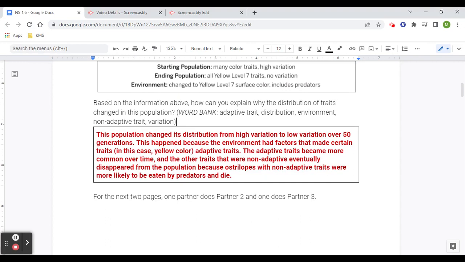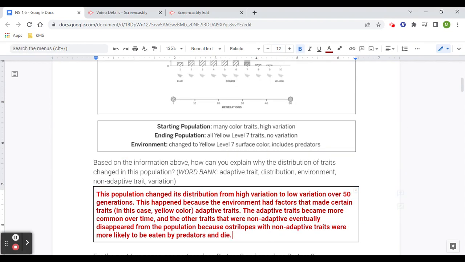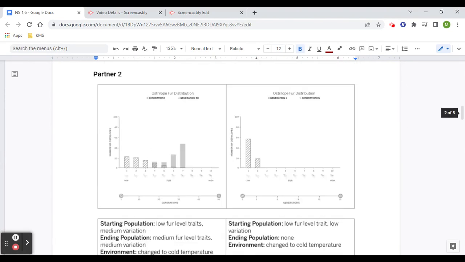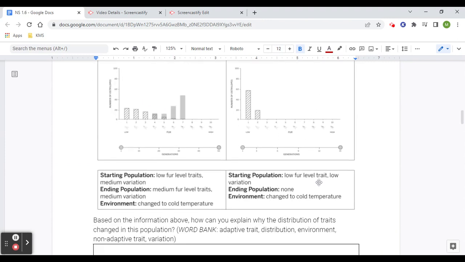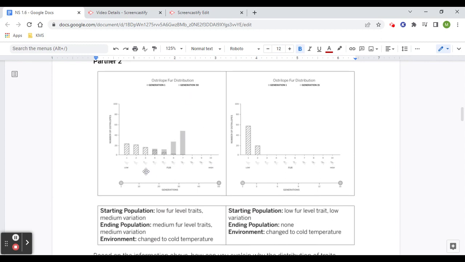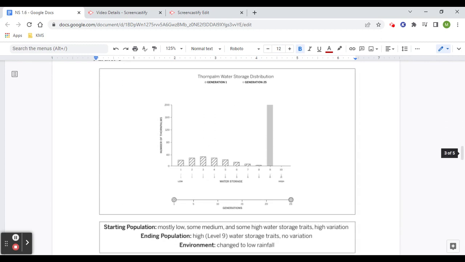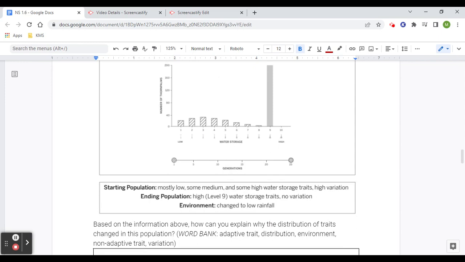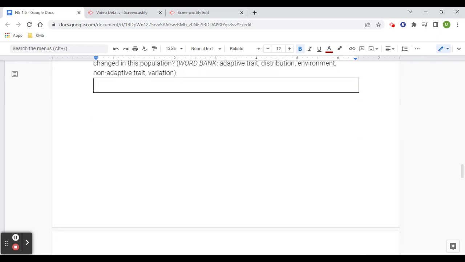Okay, so you can take a pause on the video here to copy this down. This is a good example of what I'm looking for in the next two, partner 2 and partner 3 graphs. So take a look at this one. You have the same question to answer here. Obviously, your answer will be different since there are different populations over the generations, also different traits that you're looking at. So there's 2, there's 3, and again, these should look familiar, because these graphs are straight from the ones that we've done in previous lessons.